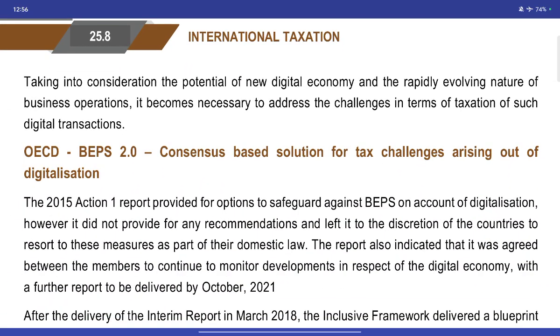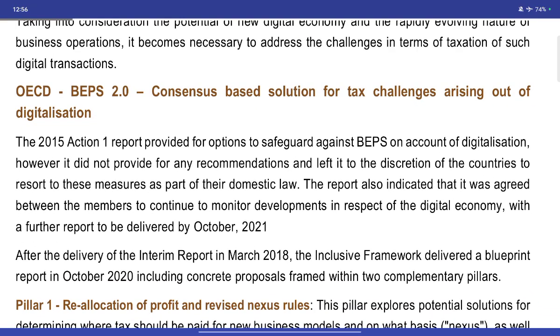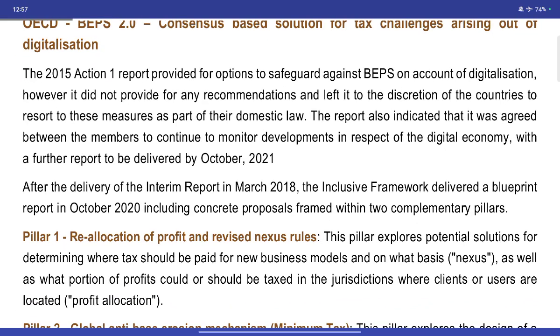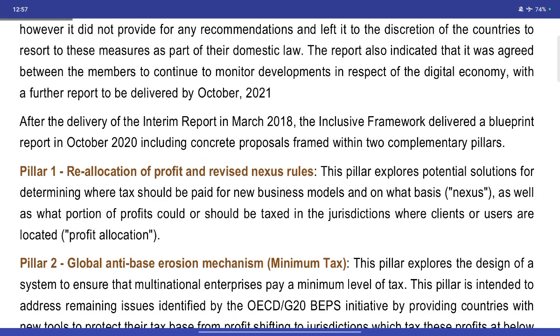Taking into consideration the potential of the new digital economy and the rapidly evolving nature of business operations, it has become necessary to address the challenges that arise in taxation of digital transactions. The OECD BEPS 2.0 is a consensus-based solution for tax challenges arising out of digitalization. In 2015, the Action 1 report provided options to safeguard against base erosion and profit shifting on account of digitalization. However, it does not provide any recommendation and left it to the countries' discretion to resort to these measures as part of domestic law. The report also indicates that members agreed to continue monitoring developments related to the digital economy, with a further report due by October 2021.